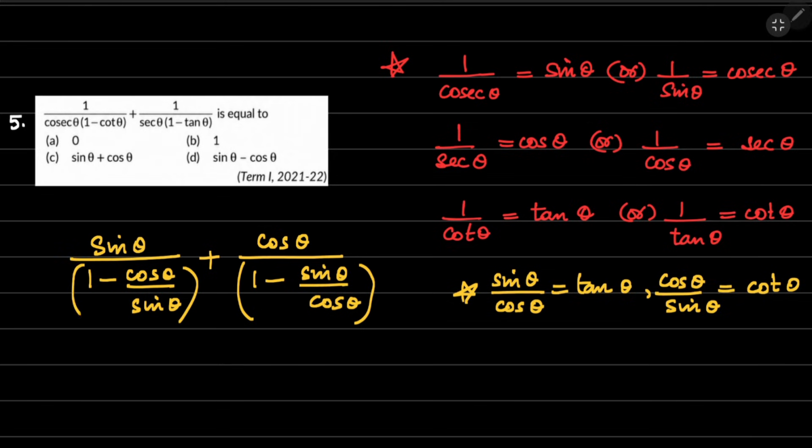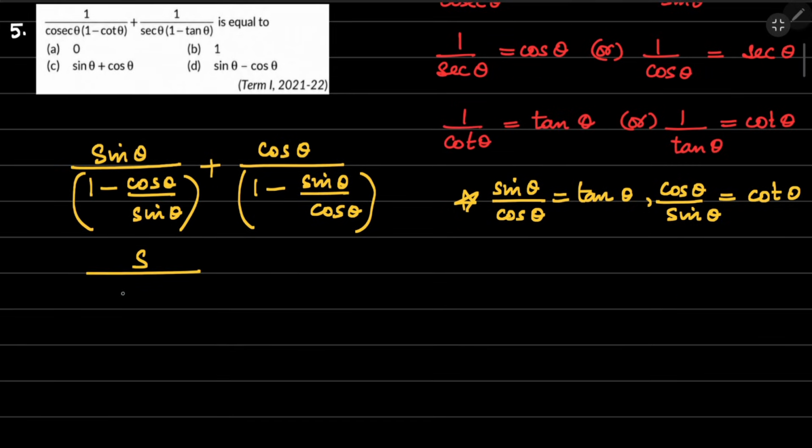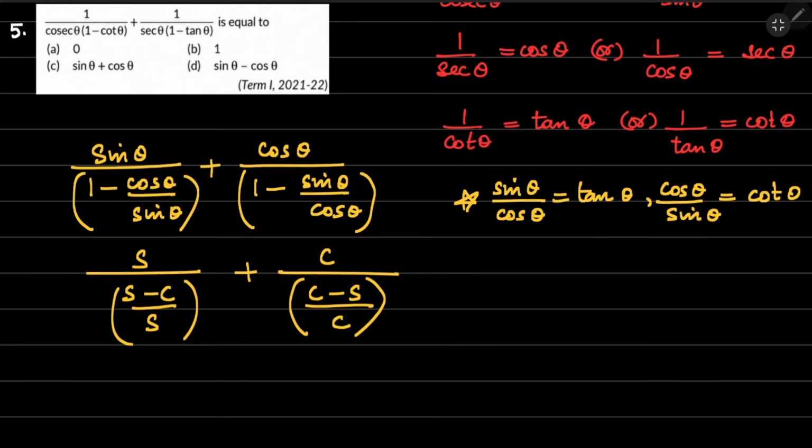Correct? So let's solve it. Take the LCM. So sine divided by, in the denominator if you're taking the LCM, it is sine. So sine minus cos is what you'll be getting in the denominator. Plus cos divided by cos minus sine divided by cos. Okay. So when you're solving a fraction, right? If you have a fraction, say A by B divided by C by D, if you have to combine, you have to combine like this. Numerator of the upper fraction multiplied by denominator of the lower fraction, and these two will get multiplied.